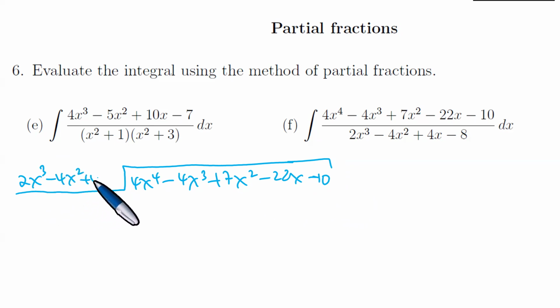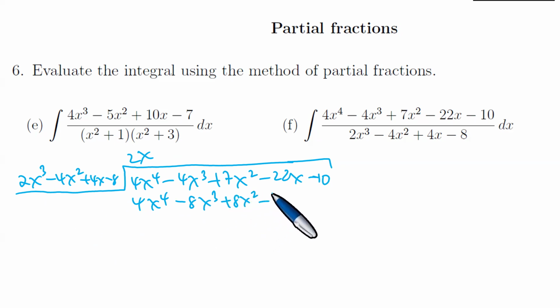Four x squared plus 4x minus 8. You divide this one by 2x cubed, then you get only x. Is it 2x? Multiply this one by the 2x cubed, you get exactly 2x. Multiply this by that. 2 times 2 is 4x cubed times x is x to the 4th power. This times that, it's minus 8x cubed plus 8x squared minus 16x.